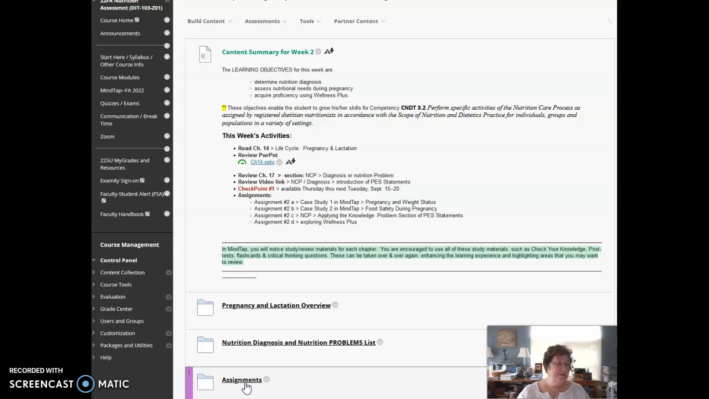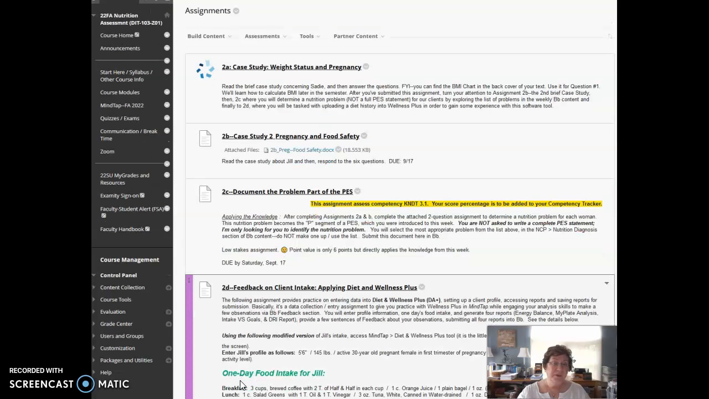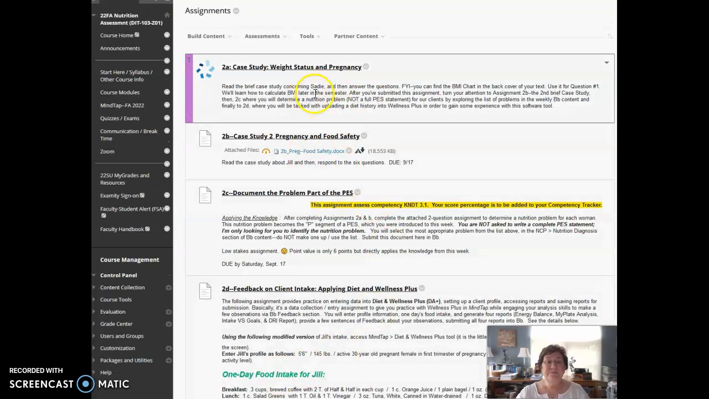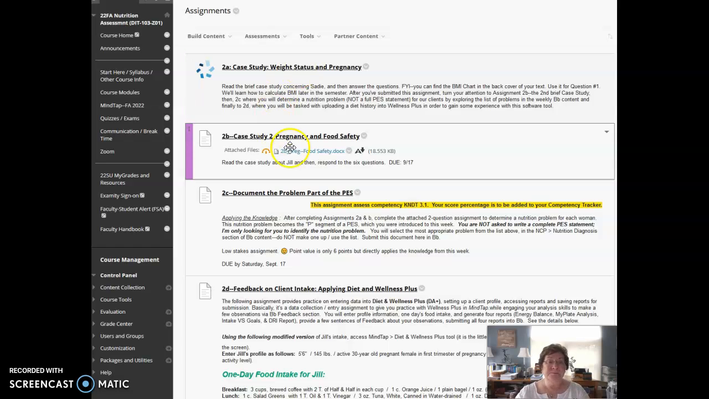All right, back to this week's assignments. 2A is in MindTap, and so we would be clicking into this link to go right to our assignment. This is on weight changes and general pregnancy guidelines. And then 2B is detailed in the attachment. So if we were to open this attachment, we would have a short case study and some questions related to that. And you upload that then into Blackboard. And that's addressing food safety during pregnancy.